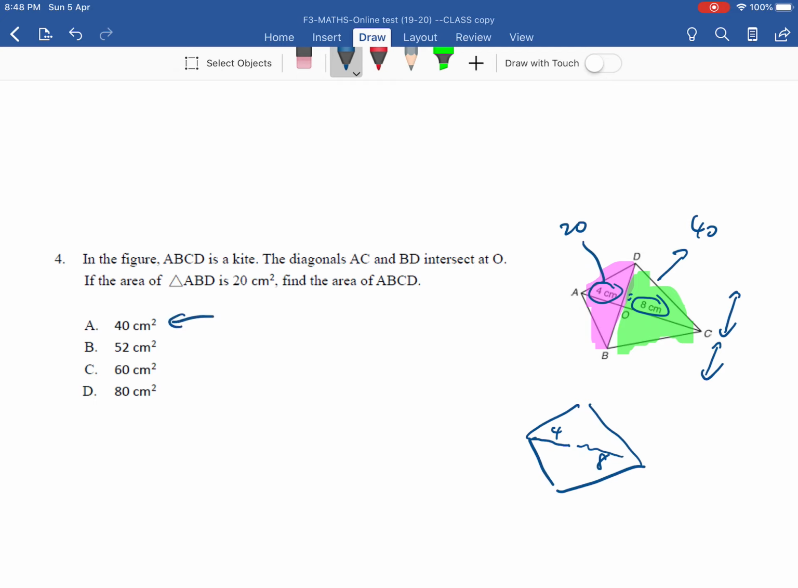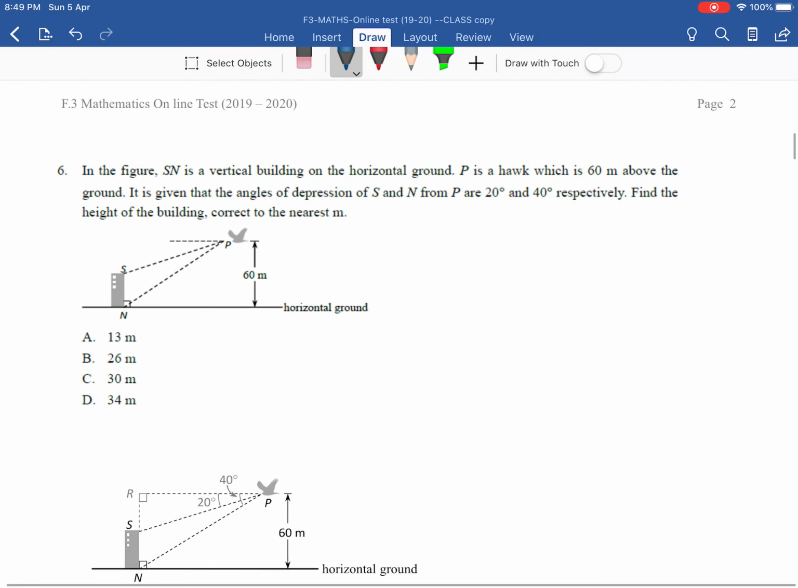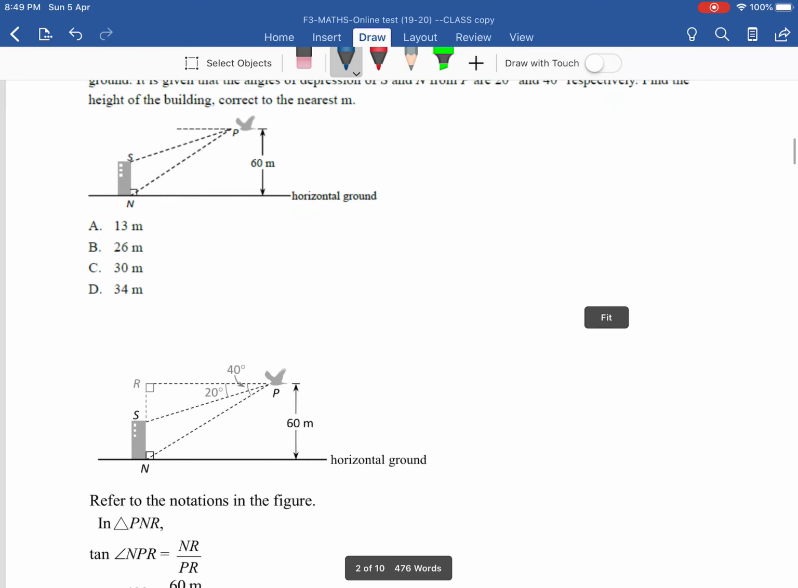But the answer is not 40. Some students, very careless, get the answer 40 cm square. The answer is 60, because the whole one, 20 and 40, that is 60. Now we go to this question. Many students get the wrong answer. This is very simple. I do know that they know how to do it, but they are very careless.